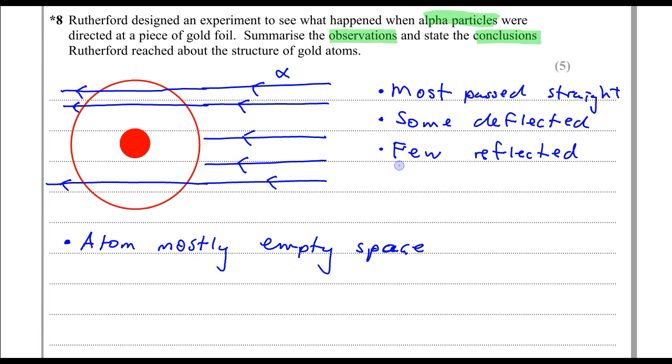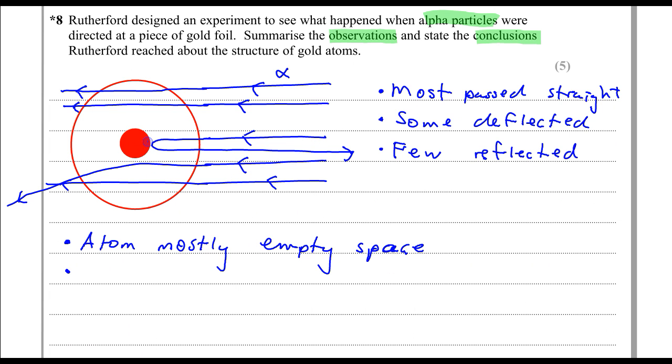Then the other two observations were that there were some deflections. So some of the alpha particles changed their direction, and very few of them were actually reflected back. From these two observations, Rutherford concluded that there must be a heavy nucleus at the center, so that there is a deflection of the alpha particles.